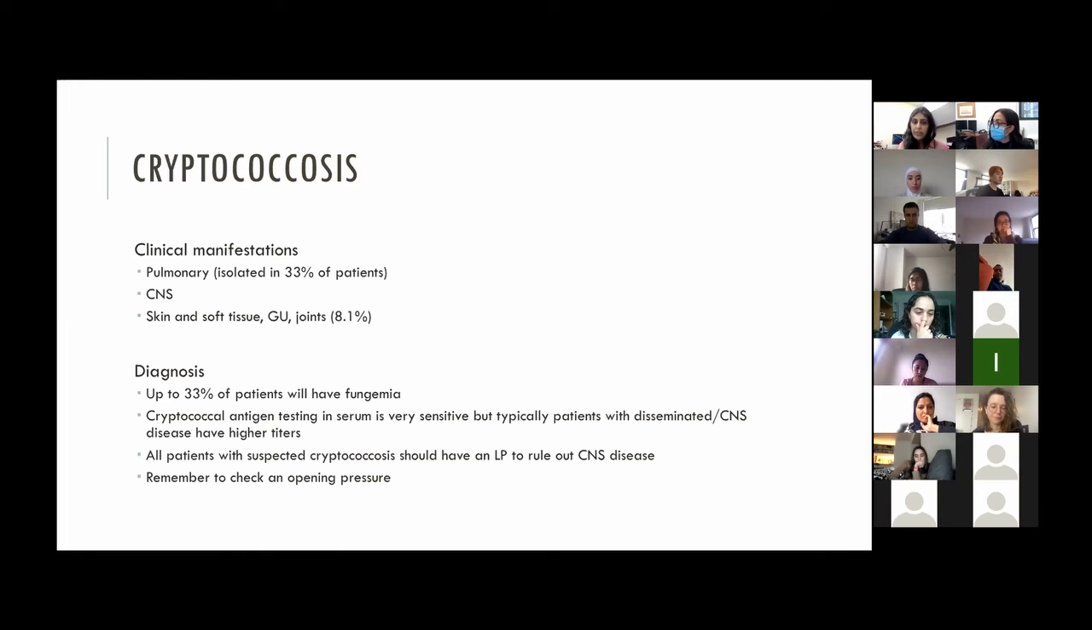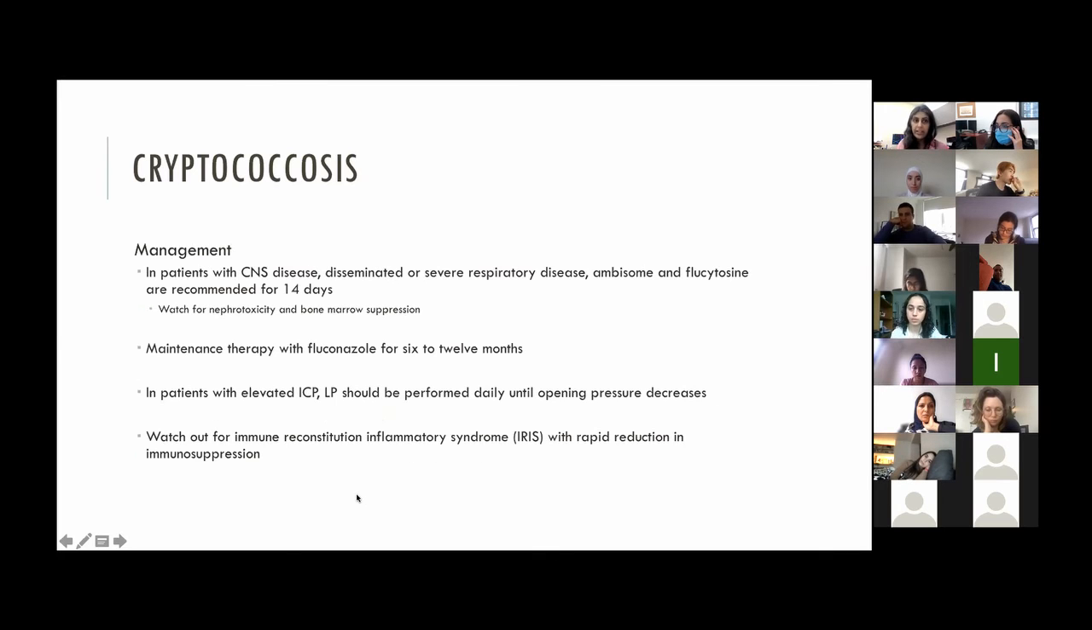Patients with suspected cryptococcosis should have an LP done to rule out CNS disease, and that's because of Cryptococcus's predilection for the CNS. So even if you have isolated pulmonary disease, we will typically ask you to do an LP to make sure we're not missing meningitis. And remember to check an opening pressure in this case because it affects the management, right? So in cryptococcal meningitis in patients with CNS disease, especially in patients with an elevated intracranial pressure, you have to do an LP daily to relieve that opening pressure and to relieve that CSF until you bring the pressure down to normal.